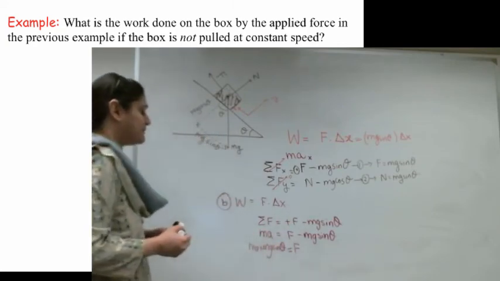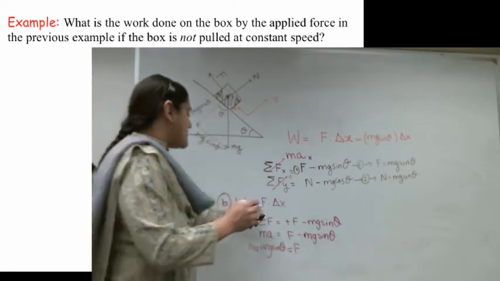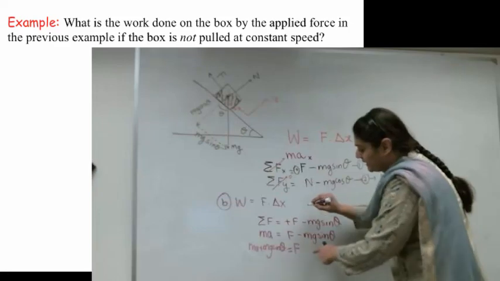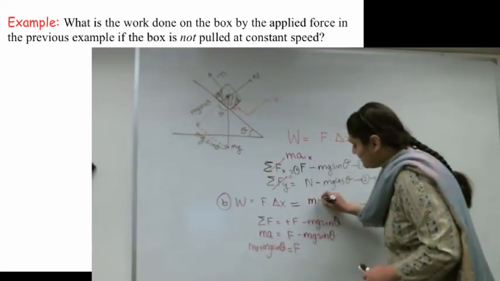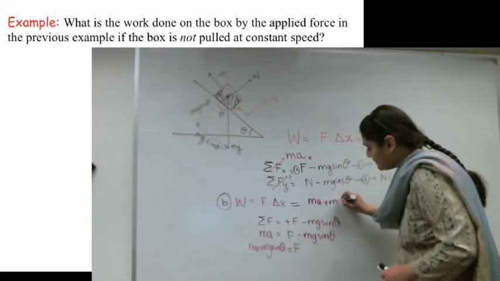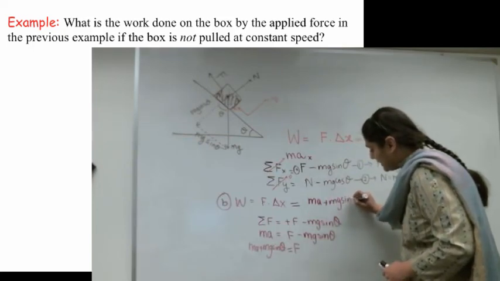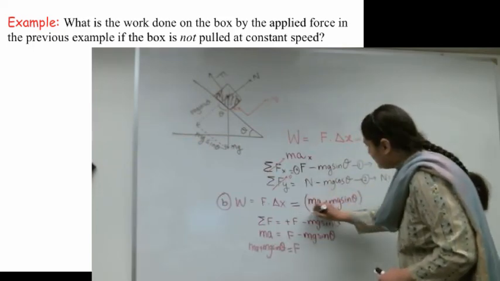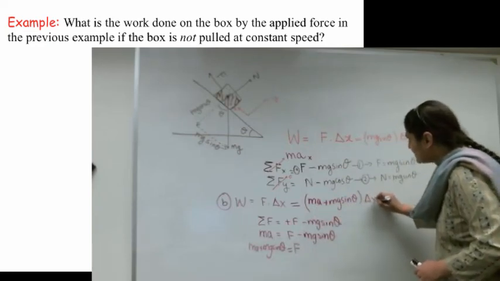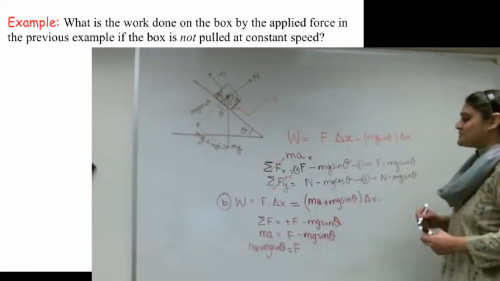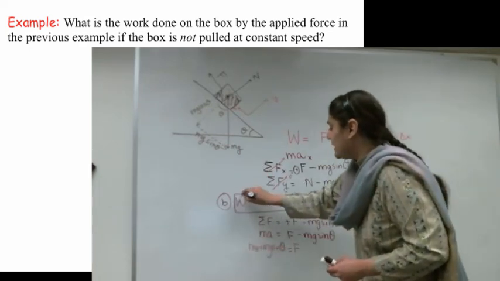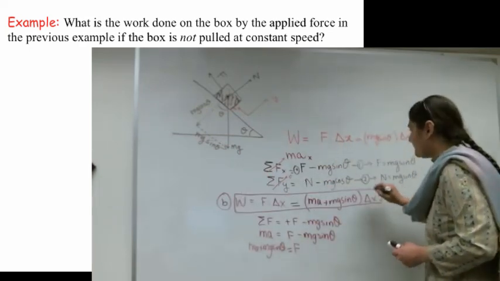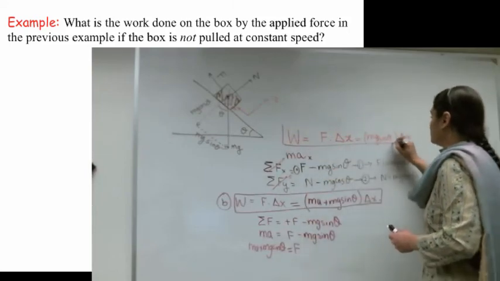Oops, I ran out of room. Which will equal F. So I can plug this value of F into here, and I will get ma plus mg sine theta times delta x as my answer. So in two different scenarios, I will get slightly different work done. 1 and 2.